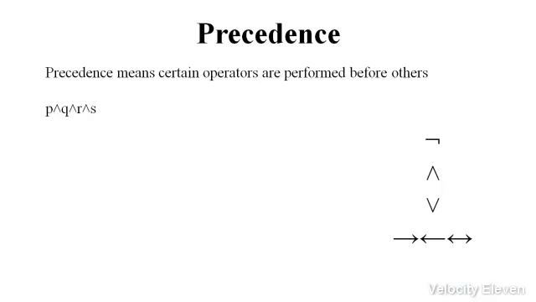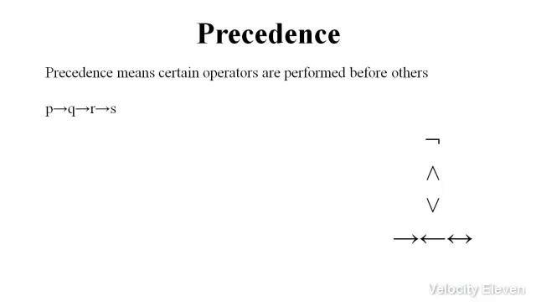What about P and Q and R and S? Well, considering it only uses one operator, it really makes no difference. You can put the brackets anywhere in this, and it wouldn't make a difference. The same applies to P or Q or R or S. Again, in this example, you can put the brackets anywhere and it won't make any difference.